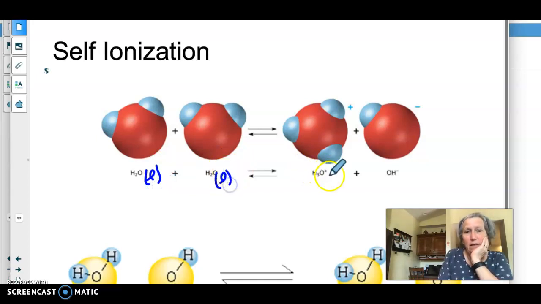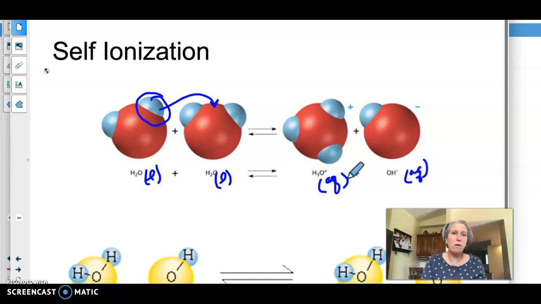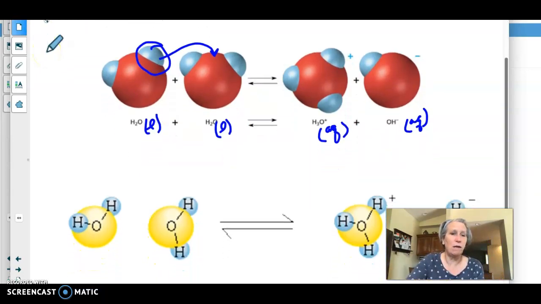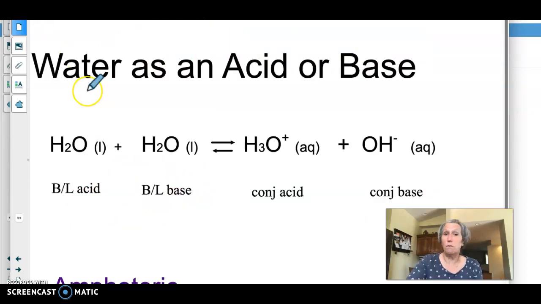One of these hydrogen ions, the proton, will get transferred to the other water molecule, and they will become aqueous. Both of these species would be aqueous, and that's what we call self-ionization or auto-ionization. Two water molecules, and this hydrogen will get transferred to the other. So that sounds like a Brønsted-Lowry acid, right?